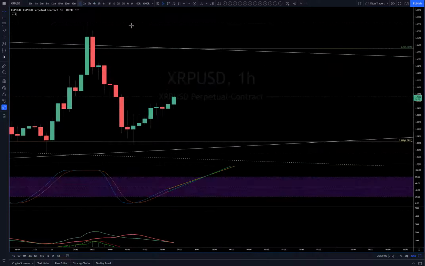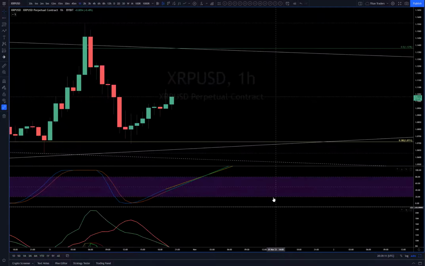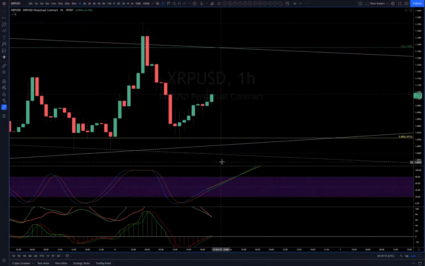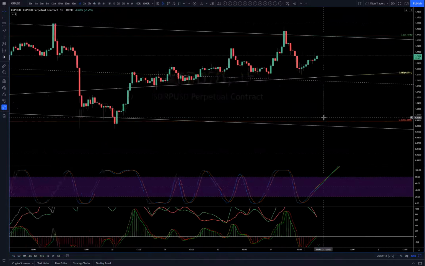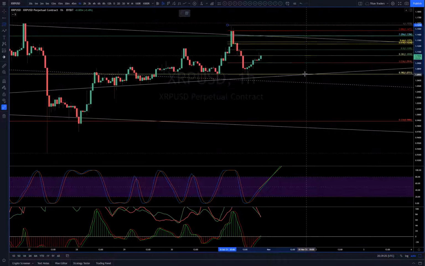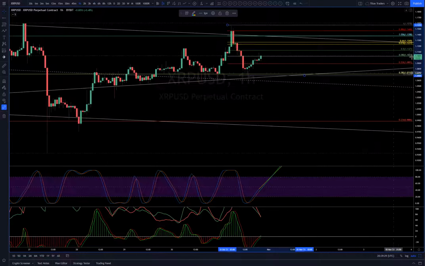Let's look at it on the 1 hour. So yeah, the 1 hour is about to cross up, which is nice. So again, it potentially has the ability to move up, maybe even test this local high. You got a nice 786 on the top of the channel. Really want to break that.